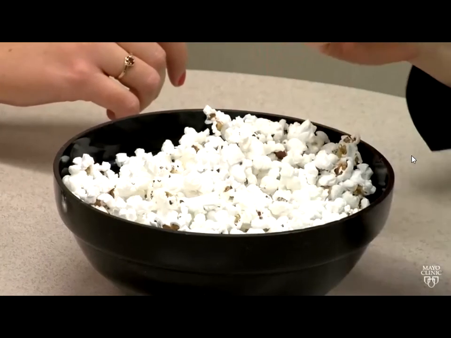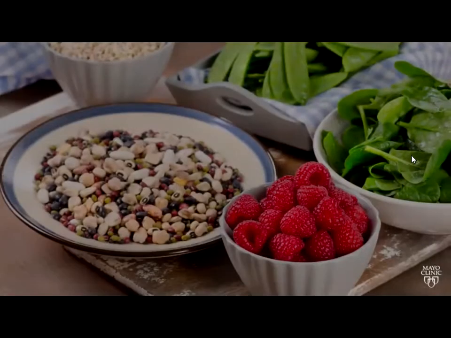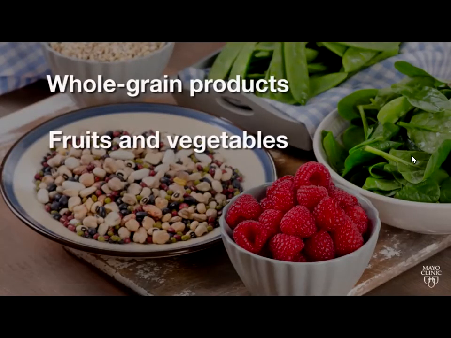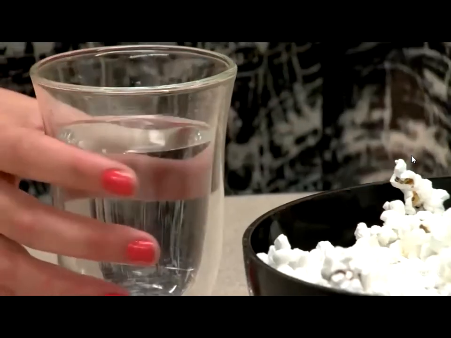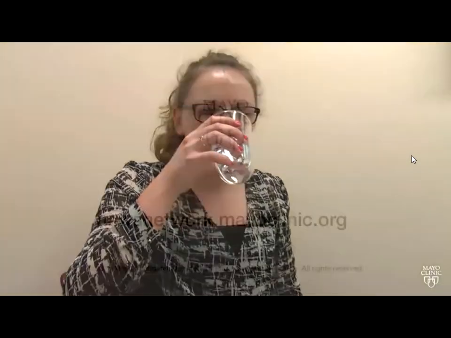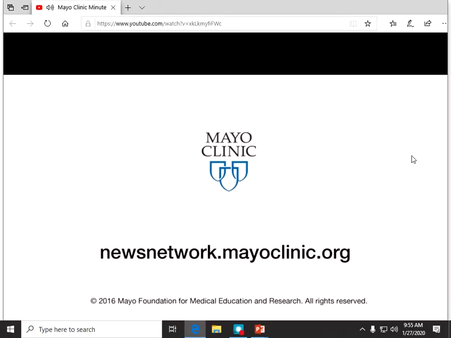To be more regular and healthier, add fiber to your diet with whole grain products, fruits and vegetables, beans, and seeds and nuts. And drink plenty of water. Fiber works best when it absorbs water in your body. For the Mayo Clinic News Network, I'm Chet Olson.